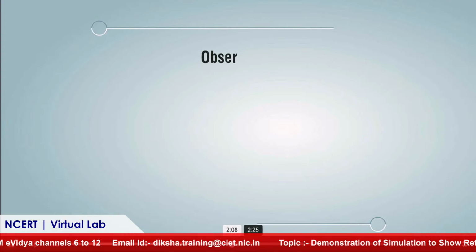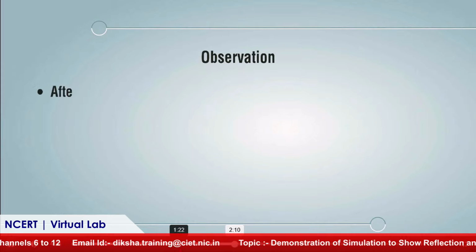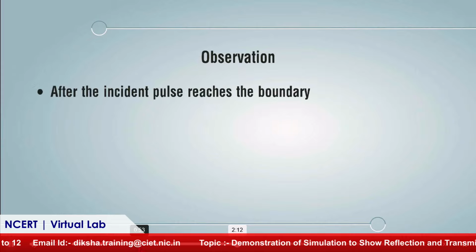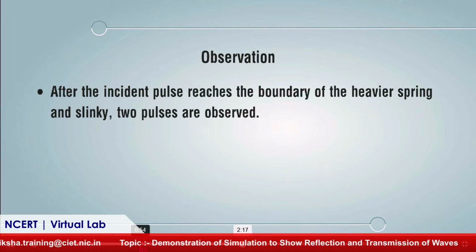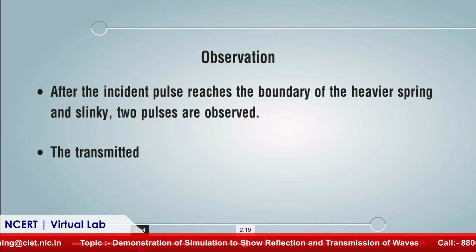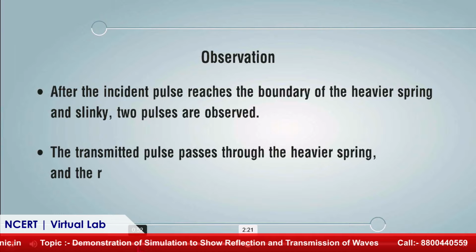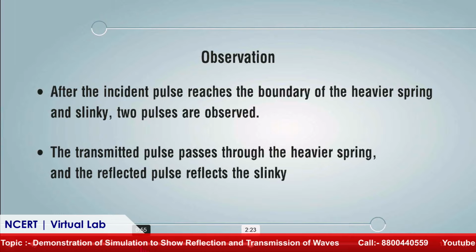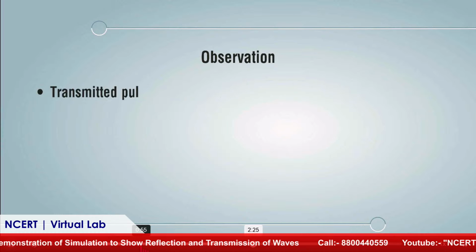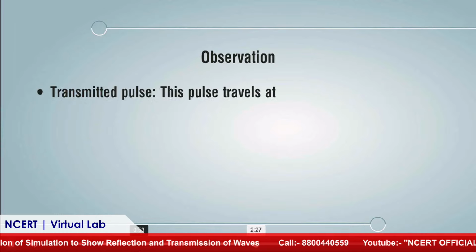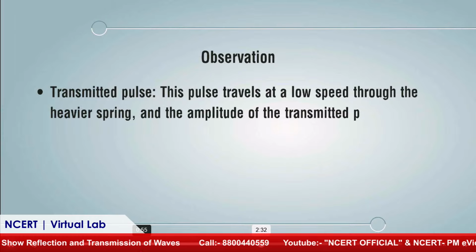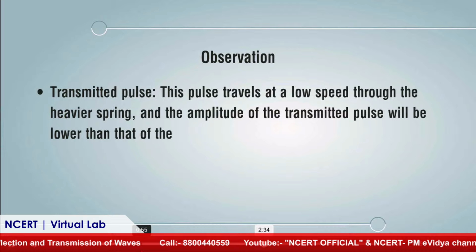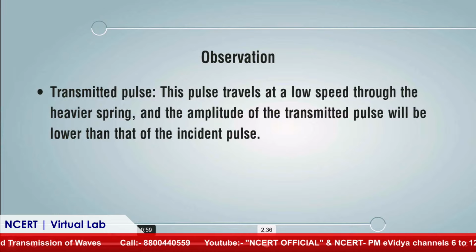Observation: after the incident pulse reaches the boundary of the heavier spring and slinky, two pulses are observed. The transmitted pulse passes through the heavier spring and the reflected pulse reflects into the slinky. Transmitted pulse: this pulse travels at a low speed through the heavier spring and the amplitude of the transmitted pulse will be lower than that of the incident pulse.